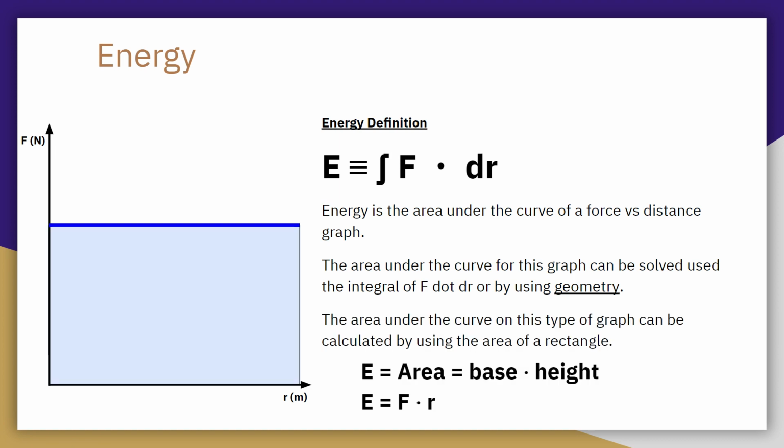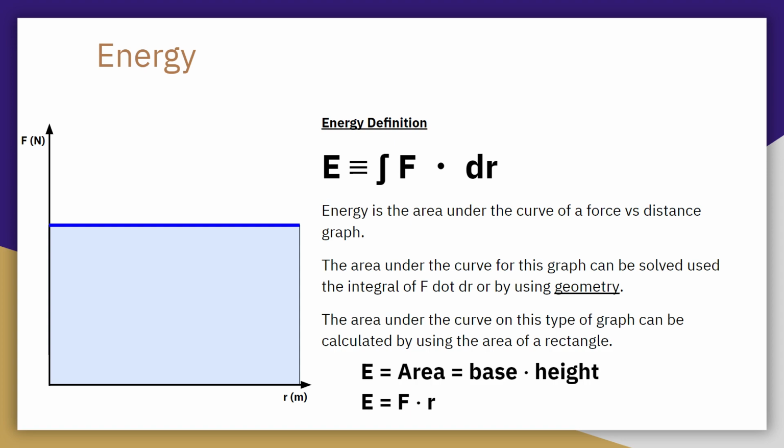So solving for this shaded area would be a way for us to calculate the energy that we have in our system here. Energy would be equal to the area under the curve on a force versus position graph. The area of a rectangle is the base times the height. So our energy here would be equal to force times the position. Or really, it would be the change in position, so force times displacement.